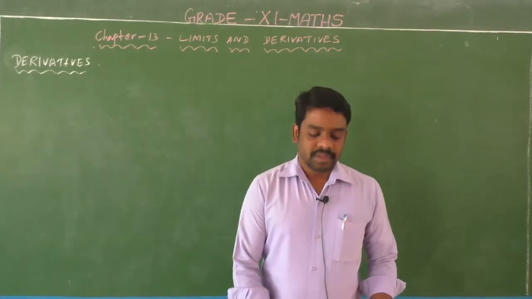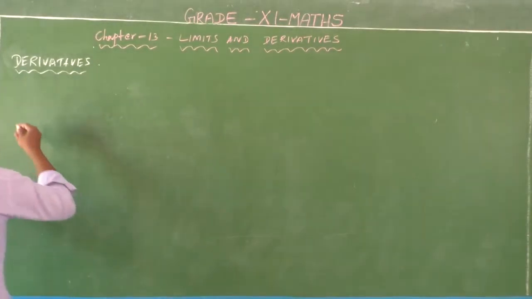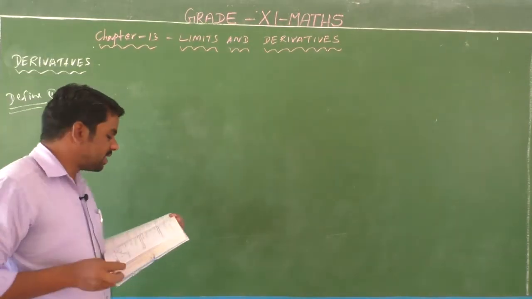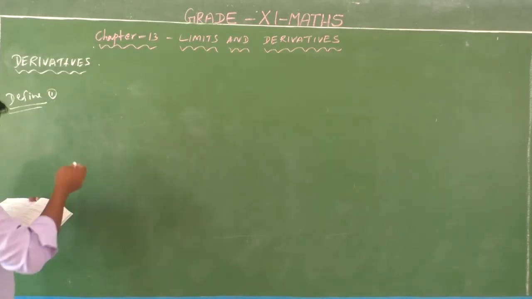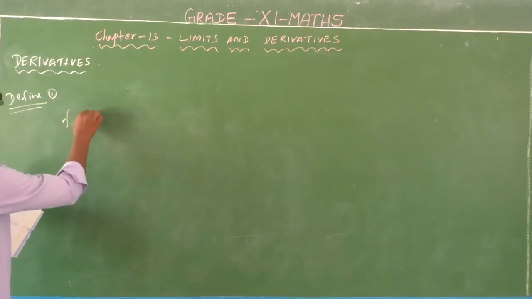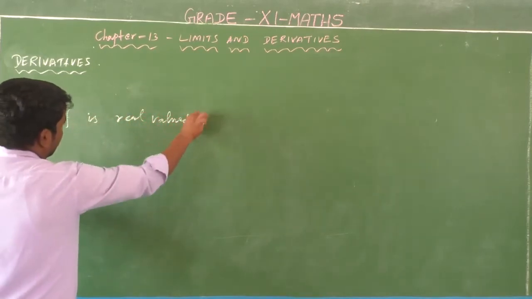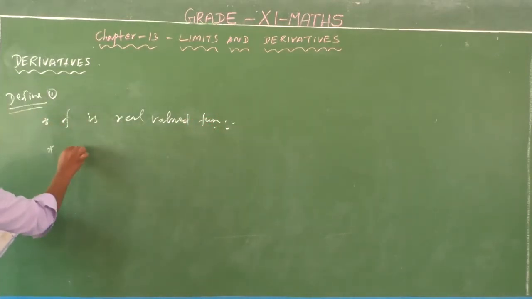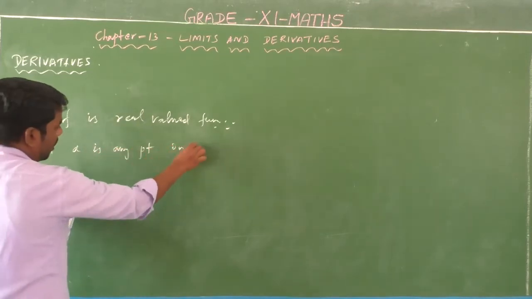Definition number 1, page number 304. Take your NCERT book, page number 304. Definition number 1. Suppose f is a real valued function and a is any point on its domain.